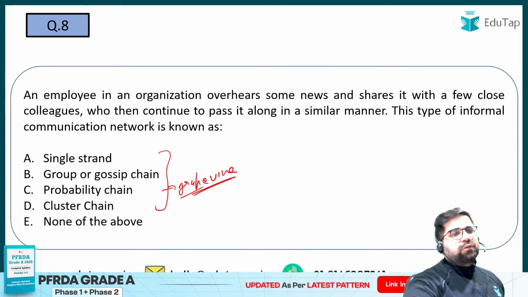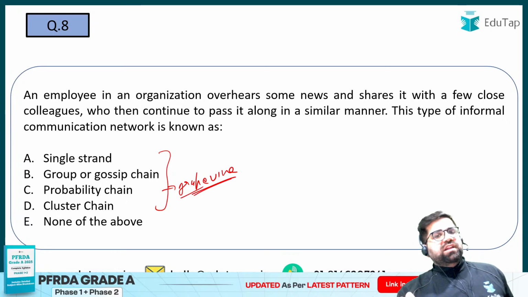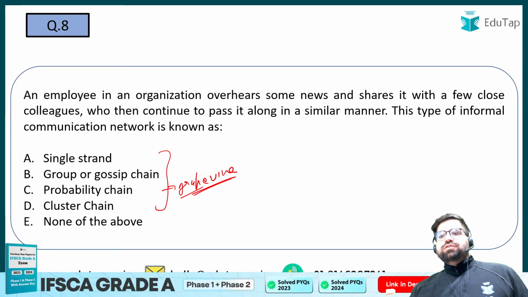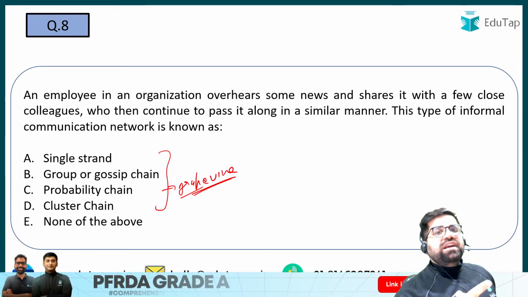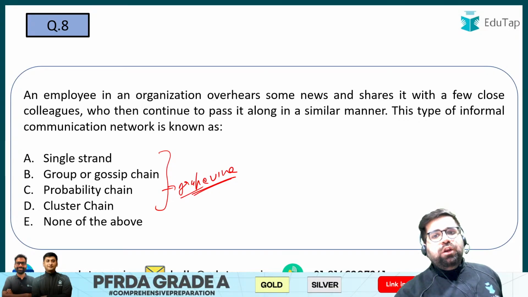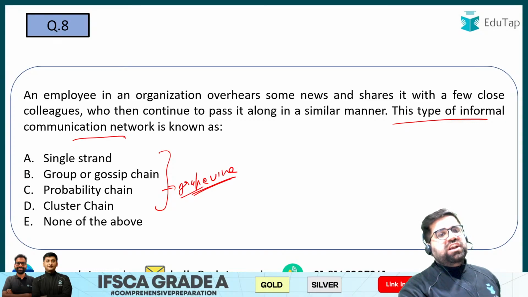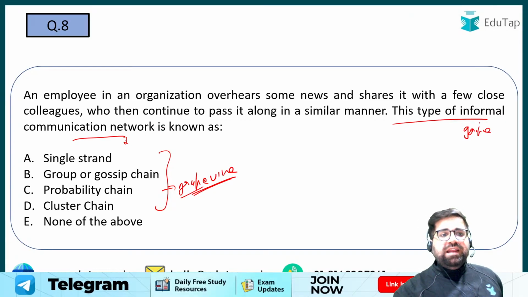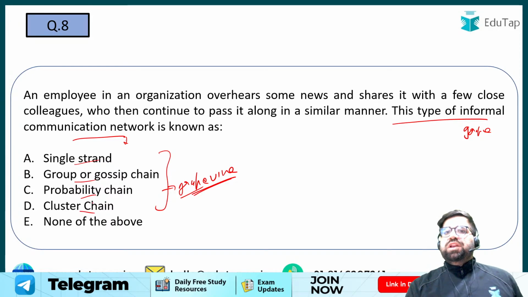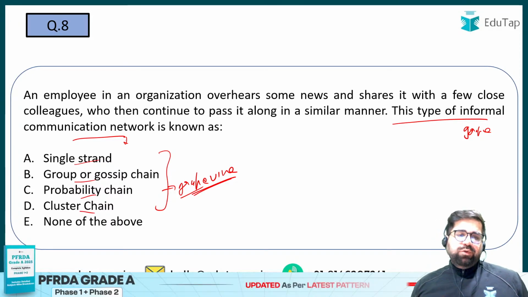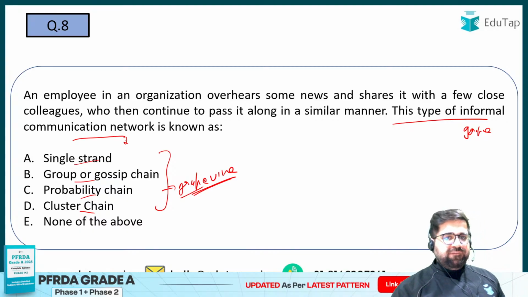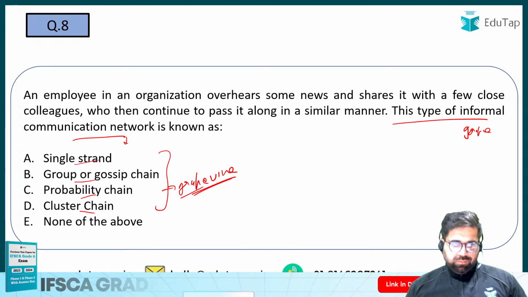Now, currently the question says what? An employee in the organization overhears some news and shares it with a few close colleagues, who then continue to pass it along in a similar manner. This type of informal communication network. So over here, they are asking you regarding grapevine, because all these are different networks associated with grapevine only. So try to answer this question. I think this is the toughest one to answer till now.